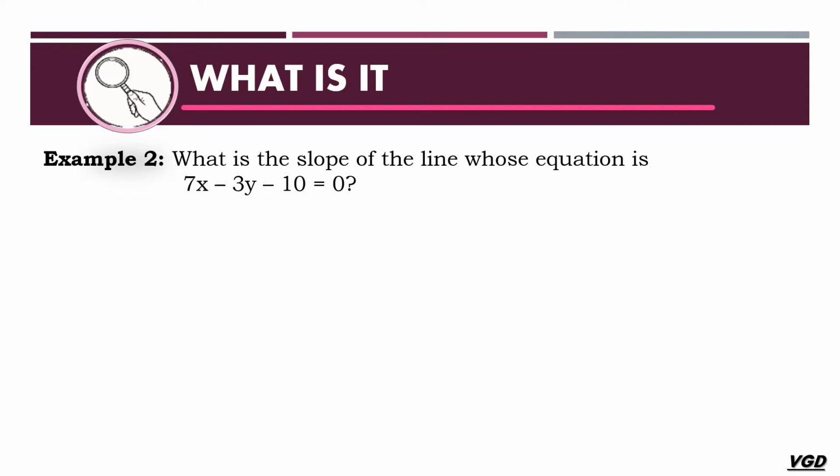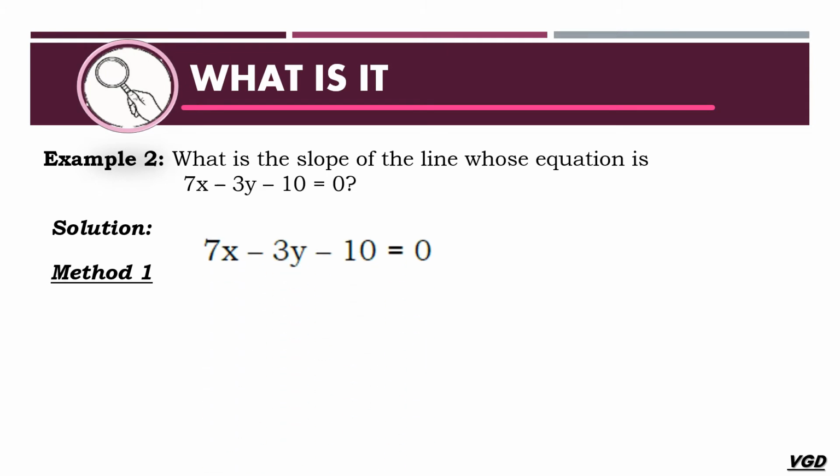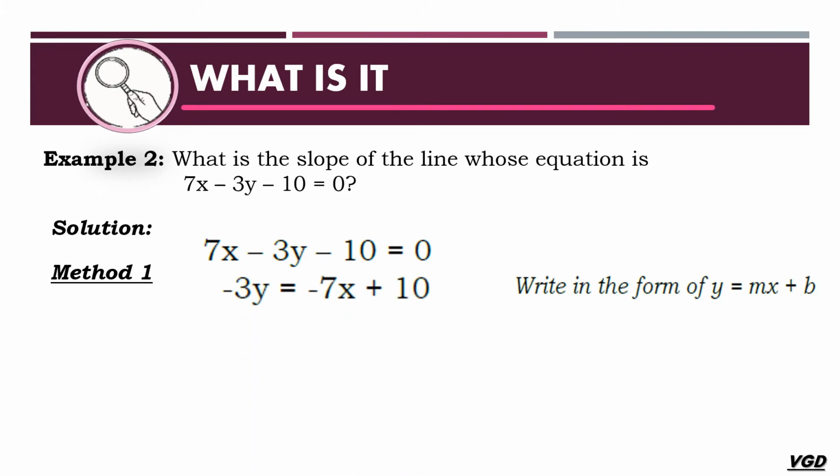In this equation, we can solve it using two methods. So I will show you first the first method. So once again, we have here our equation 7x minus 3y minus 10 is equal to 0. So all we have to do is just to write it in the form of y equals mx plus b. And it will become negative 3y is equal to negative 7x plus 10. And afterwards, we have to divide it both sides by negative 3 so that we can have the form y equals mx plus b.